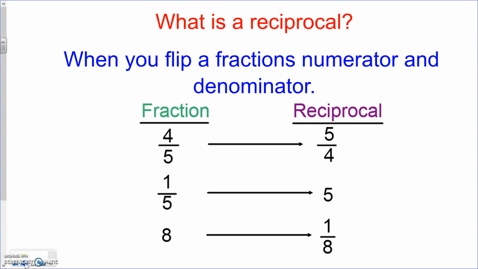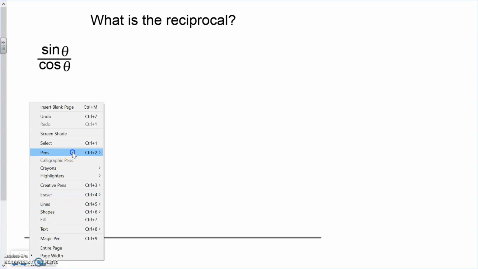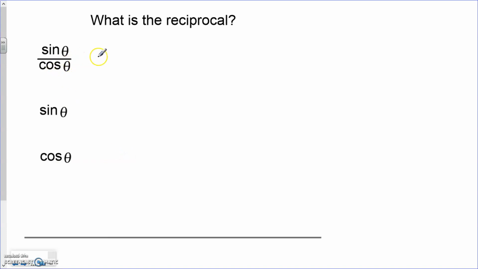So let's find some reciprocals here with our sine and cosine. Well, this one hopefully is pretty easy. All you have to do is flip them. So this is going to be cosine theta over sine theta.